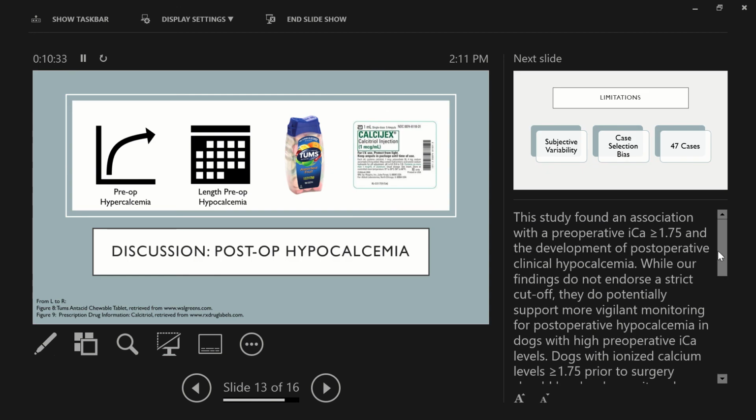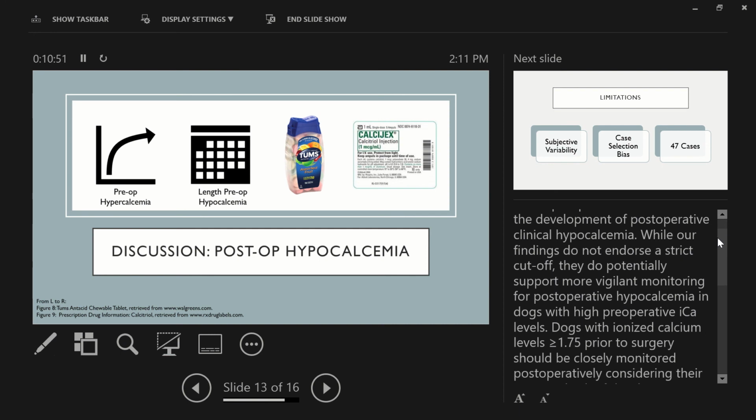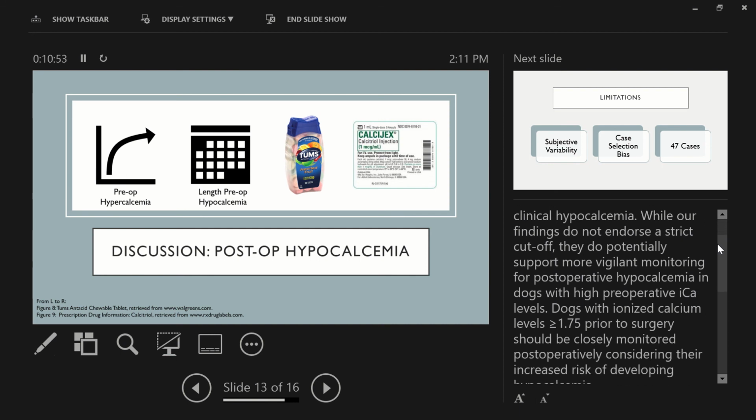And then when looking at our postoperative hypocalcemia and variables that are going to affect that, just reflecting on what I said before, greater than or equal to 1.75 for an ionized calcium would be more indicative of potentially developing a postoperative clinical hypocalcemia. We're not endorsing this as a strict cutoff, but when you have a PET with this sort of value, it potentially supports more vigilant monitoring for a postoperative hypocalcemia in these dogs.